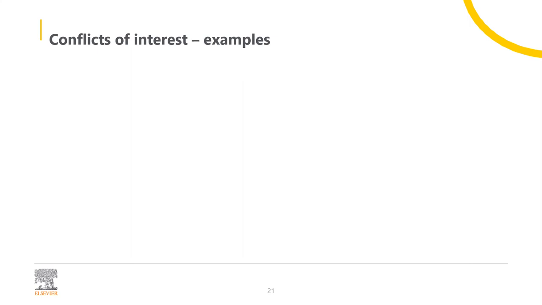Examples of conflicts of interest, and this is by no means comprehensive, are financial relationships. For example, if a drug company was paying researchers to test a drug for them using a randomized controlled trial, that's not wrong, but it's got to be declared. Personal relationships. These may occur if a researcher is married to someone or has a child or a parent working in a company that's financing their work. That should also be declared.